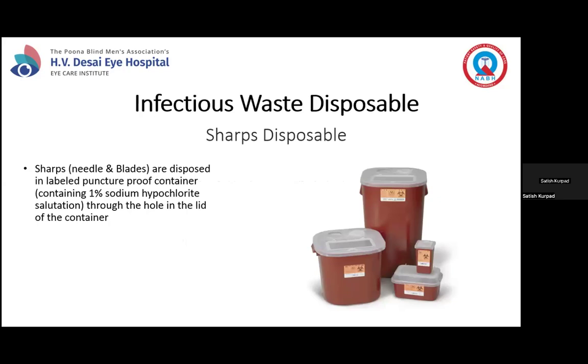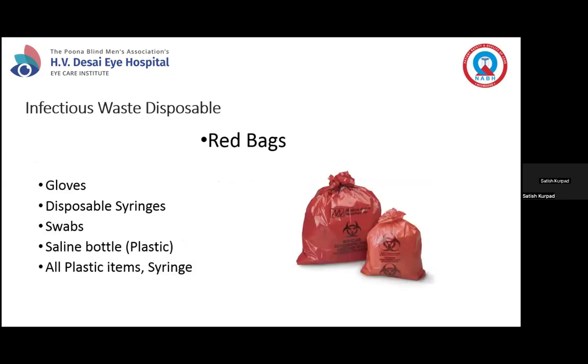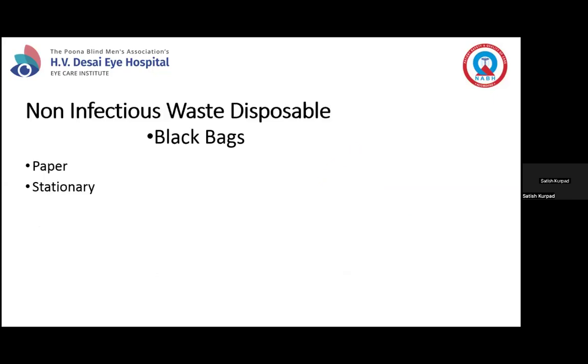Infectious waste, sharp disposables. You can see the containers. You can use white containers, which are hard plastic containers with a single hole at the top. You can put all sharps and needles in the container. Again, in the yellow bag, you can pack discarded eyeballs, used cotton swabs, gauze pads, or cotton buds. In the red bag, gloves, disposable syringes, swabs, saline bottles, and all plastic items and syringes. In the green or black bag, paper or stationery.